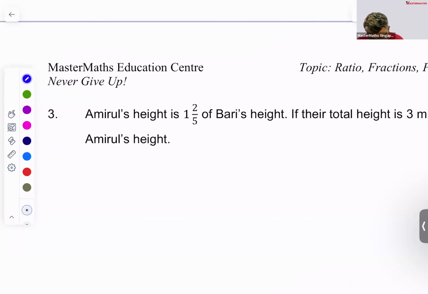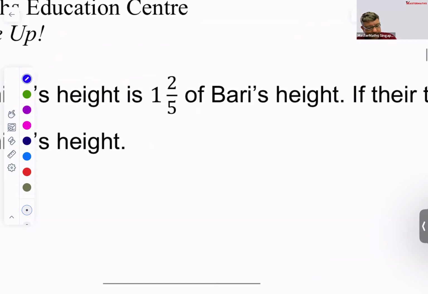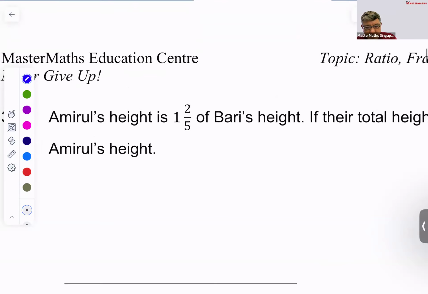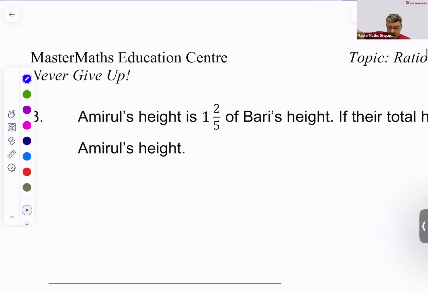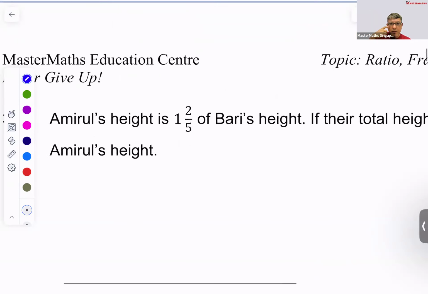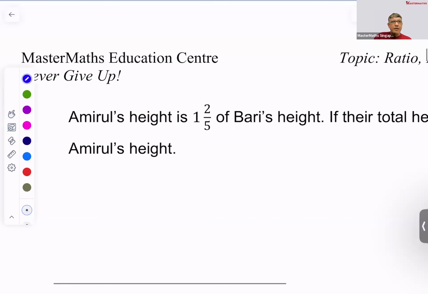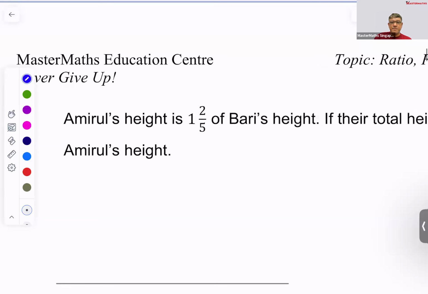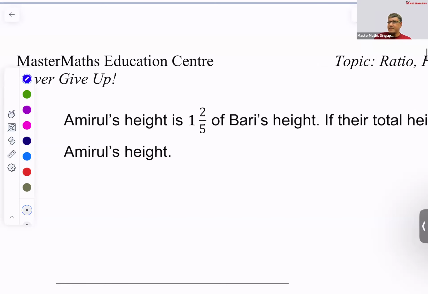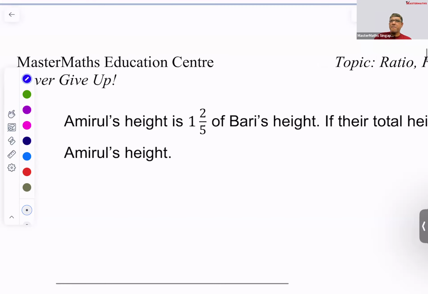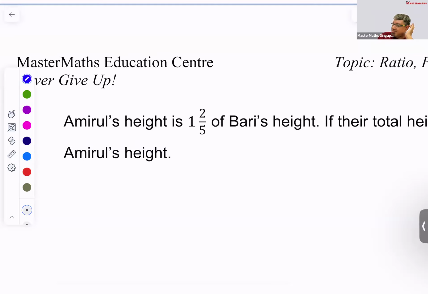Amirul's height is 1 2/5 of Bari's height. Who is taller, Amirul or Bari? From this statement, from only the first sentence, who is taller, Amirul or Bari? Who is taller? Bari. Oh no. Who is taller? You all must be very certain, huh?